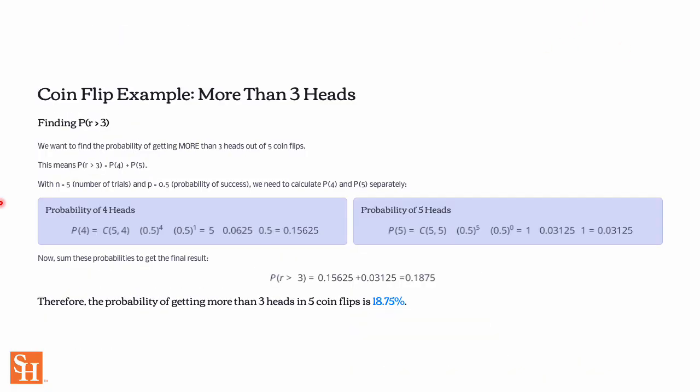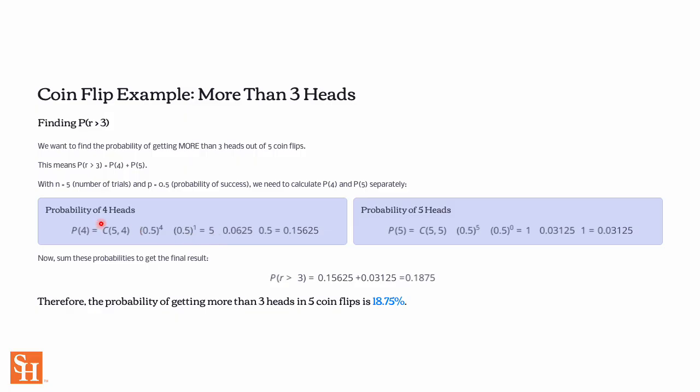Now let's see if we are asked to calculate the probability of getting more than 3 heads out of the 5 coin flips. We can do that, right? Here we are asked to calculate the probability that there will be more than 3 heads. That means there will be 4 heads or 5 heads out of the 5 trials, right? That means we need to calculate two probabilities: the probability that there will be 4 heads, and the probability that there will be 5 heads.